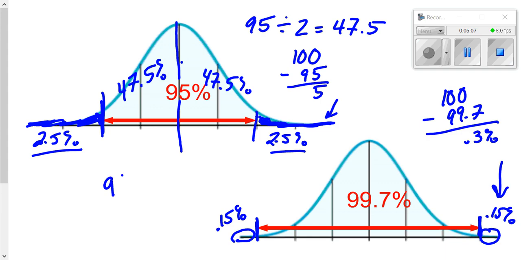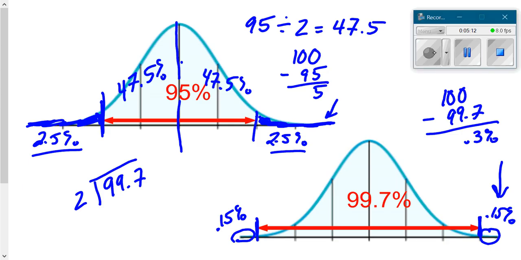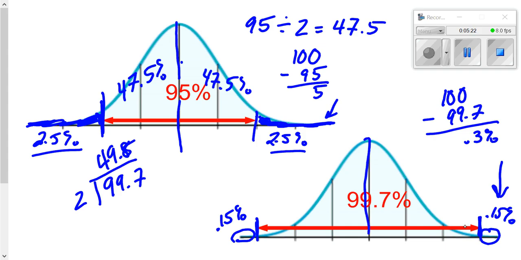And so I want to take 99.7 and cut that in half. Cutting that in half will leave me with 49.85%. So that's what this chunk is from here to here, and that's what this chunk is from here to here. Would be 49.